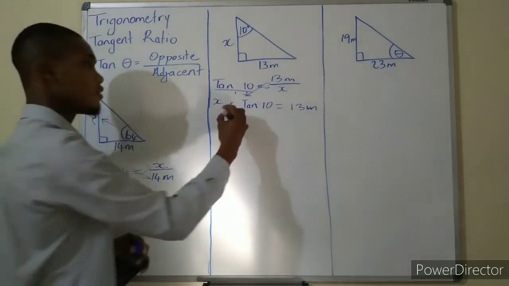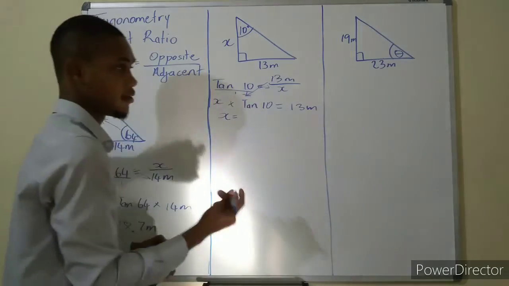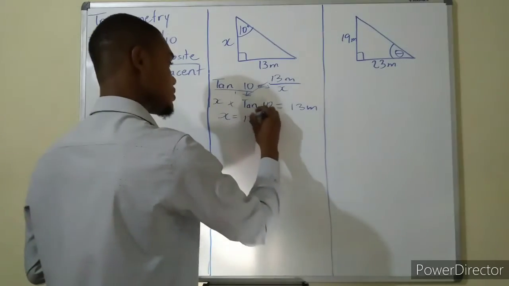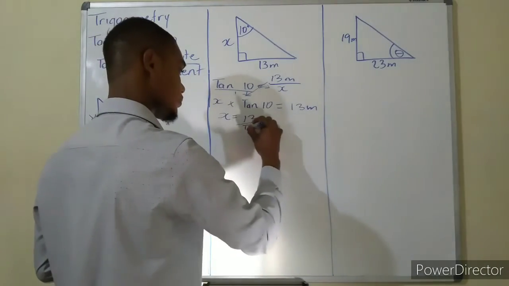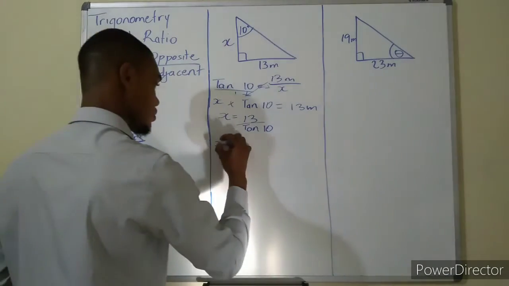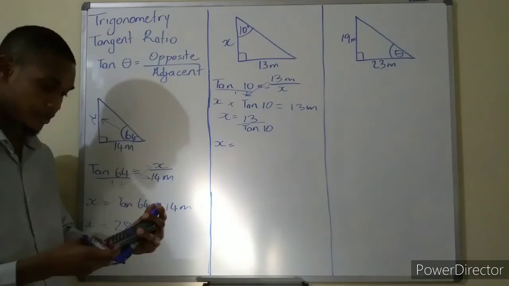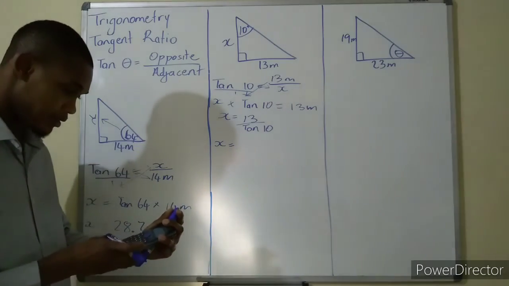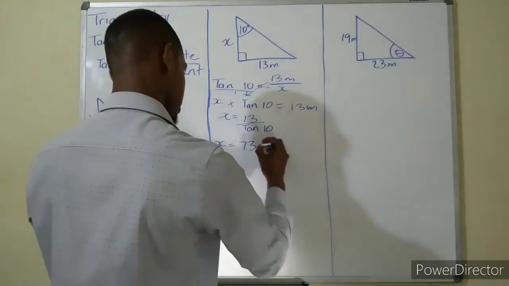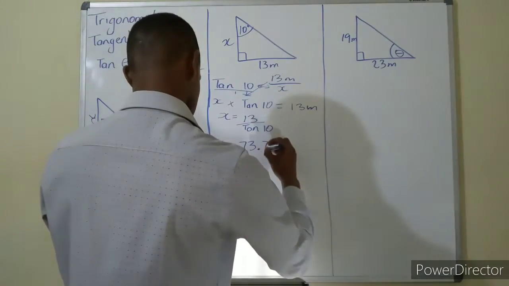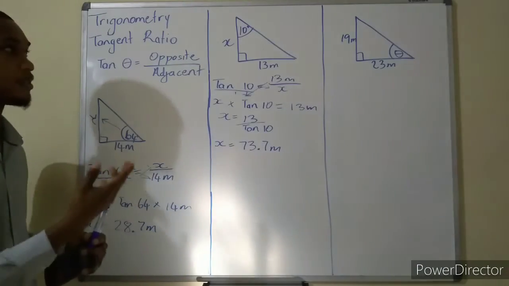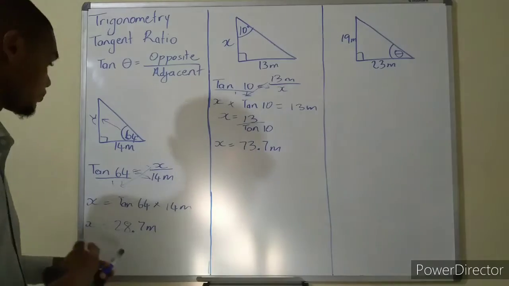So you want your x by itself, so you divide both sides by tan 10 to get rid of it from this side and have it on the other side. So x is equal to 13 divided by tan 10. You simply type that in your calculator, 13 divided by tan 10, and you'll get 73.7 meters. So that's the length of the adjacent side.